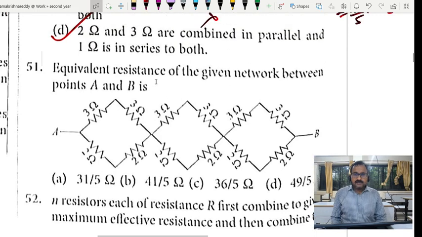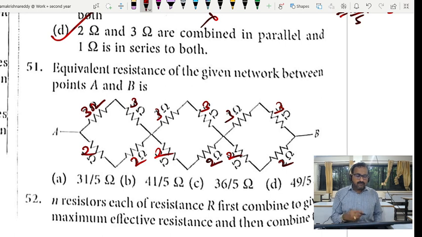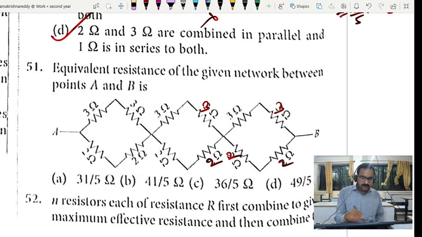Next, equivalent resistance of the given network between the points. The top ones are all 3 ohms, 3, 3, 3, 3, like that it continues. And these are 2 ohms, 2 ohms, 2 ohms, 2 ohms, 2 ohms, 2 ohms. So first, calculate one part of that circuit, then it is easy to calculate the remaining. First I am calculating only this much part.